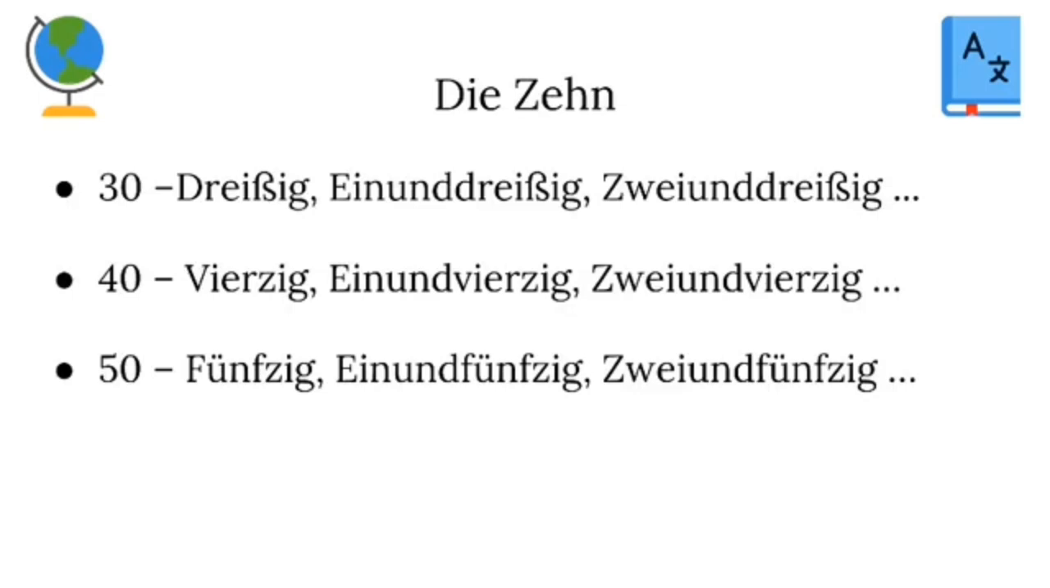And it goes on like this. 30 is Dreißig. So you say Einunddreißig, Zweiunddreißig, and so on. 40 is Vierzig.